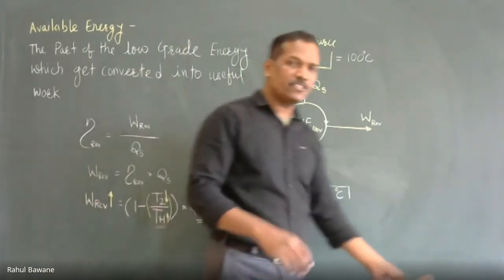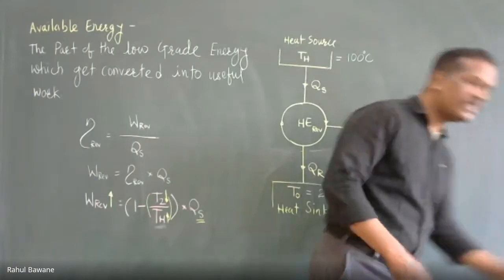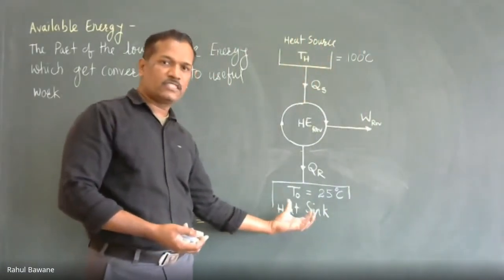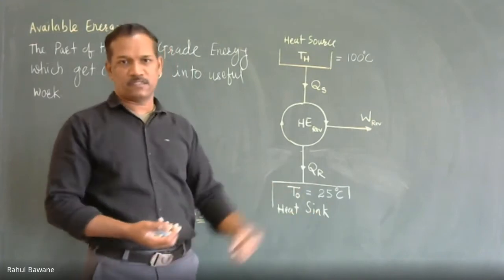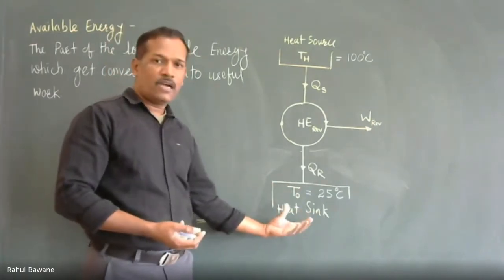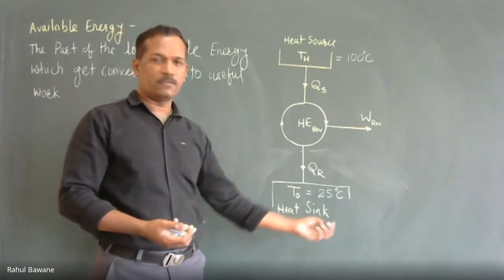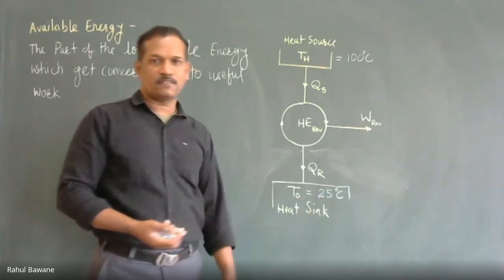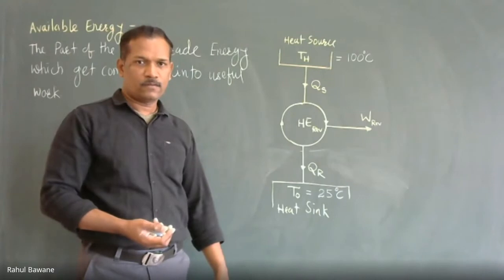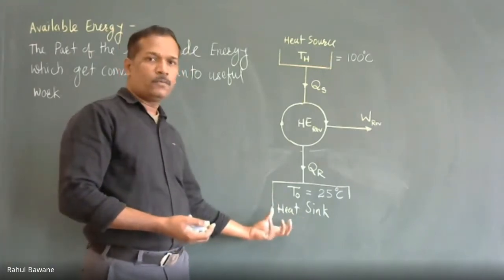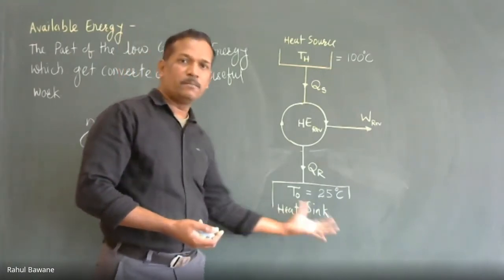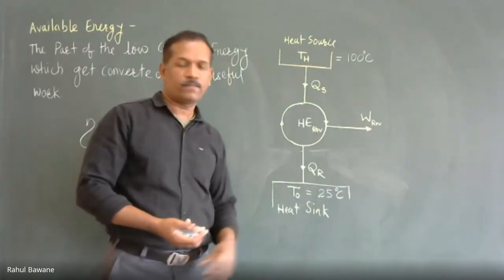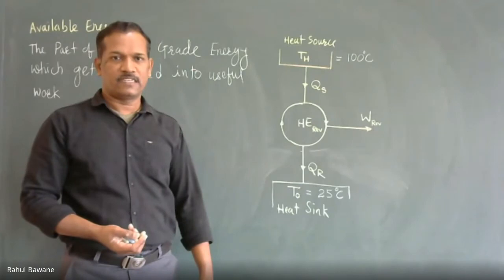After 25, it is not possible to decrease the heat sink temperature unless I use some external means. Suppose I use some refrigeration system to bring this temperature lower than this. But for that, I have to provide some external means. Naturally, I can reach only atmospheric temperature.